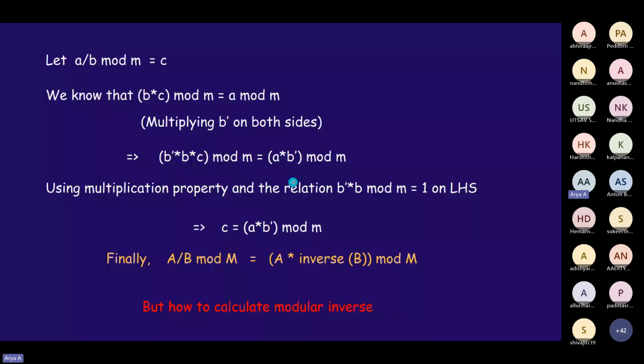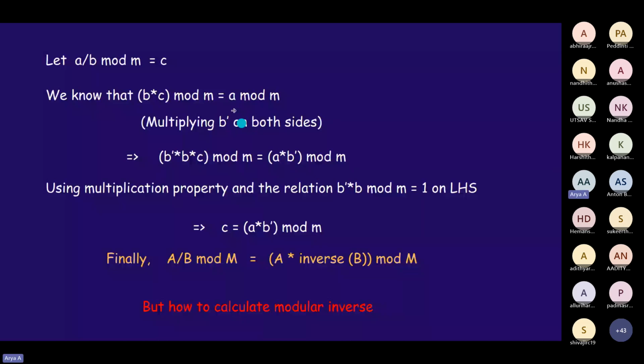Once we have arrived here, on the left hand side of the equality, I'll use the multiplication property and the relation b prime into b mod m is 1. How am I using the multiplication property? I'll take one term to be c and the other term to be b prime into b. This gives me b prime b mod m into c mod m whole mod m. I already know that b prime b mod m is 1, so I need not worry about that. Finally what you'll get is c mod m whole mod m.